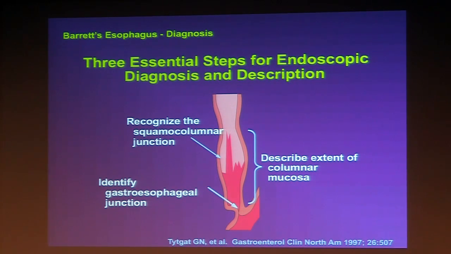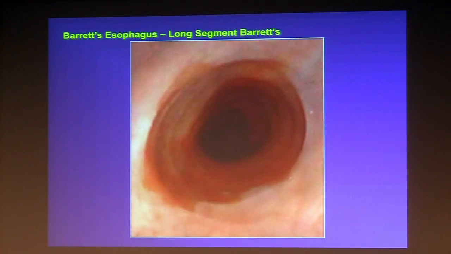So the 3 essential steps that you have to do is to find out where the end of the stomach is, and then recognize where the top of the pink area is and describe that length. And that's how you come up with a length for your Barrett's, and then you characterize it as short or long segment based on if it's more or less than 3 centimeters.